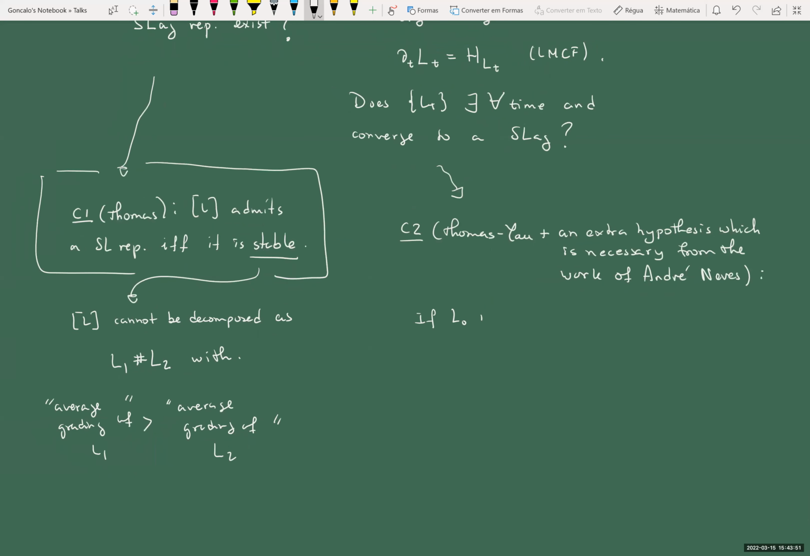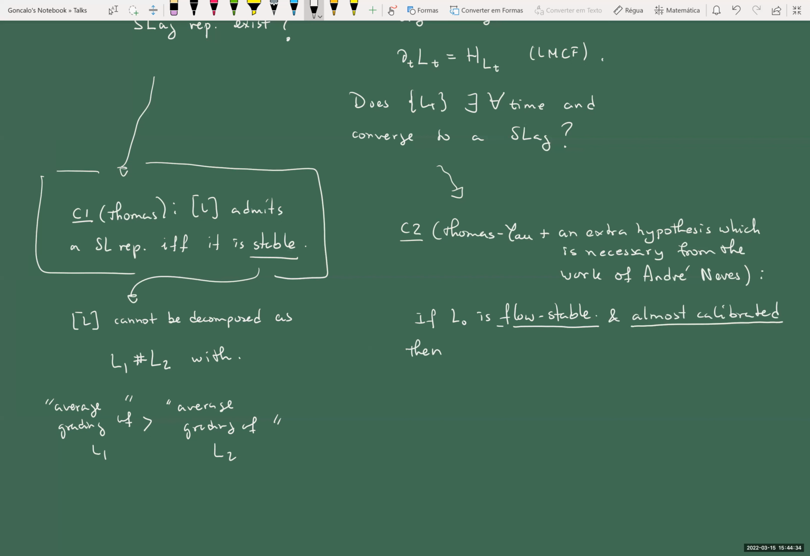If L naught is flow stable, which you can think of as being the same condition. In fact, Thomas and Yau just say stable again, but if you look closely, their notion of stability for the flow is slightly different, so I prefer to call it flow stable. Jason Lotay and I introduced that nomenclature, flow stable, and almost calibrated. That's the thing that André Neves showed you need to at least have. I'll say in a second what it means.